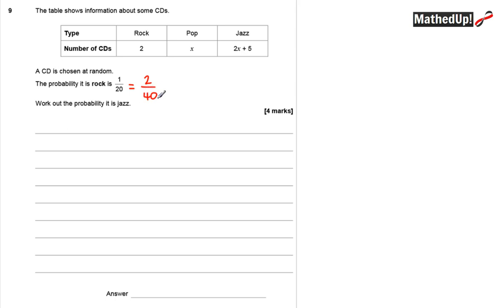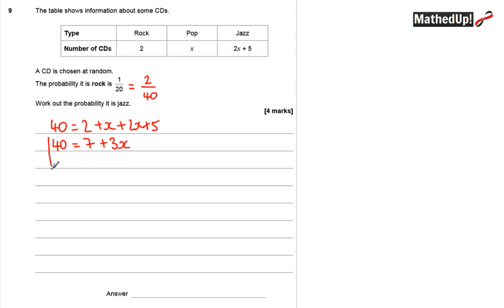Now because we know how many there are altogether, it's 40, that information should help me work out the missing value x, because 40 must be equal to 2 plus x plus 2x plus 5, because it must be equal to the total number of CDs. So if I simplify that, I've got 40 is equal to 2 plus 5, which is 7, plus x plus 2x, which is 3x.